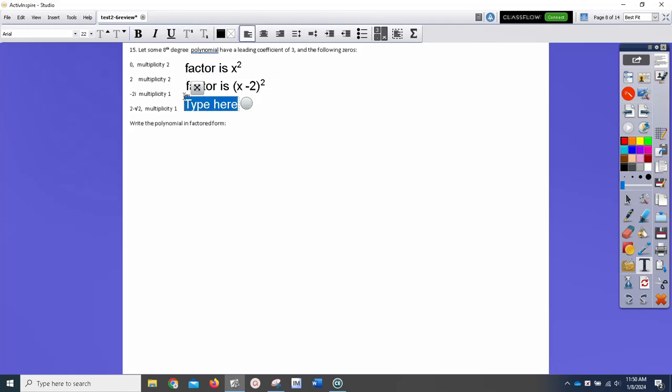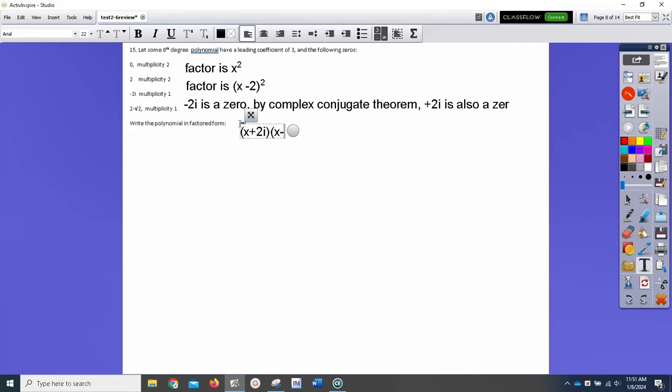Ah, look at this one. Negative 2i is a 0. By the complex conjugate theorem, positive 2i is also a 0. So our two factors are x minus a negative 2i, which is x plus 2i, and x minus 2i. Notice I'm changing signs as I enter parentheses, x minus negative 2i becomes plus 2i, and so forth. And the multiplicity is 1, so these both have understood exponents of 1.